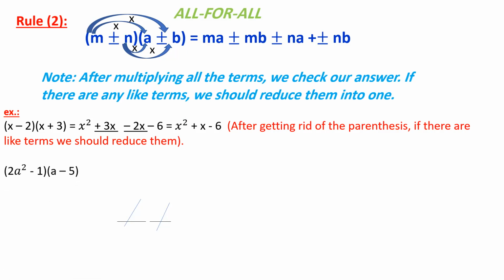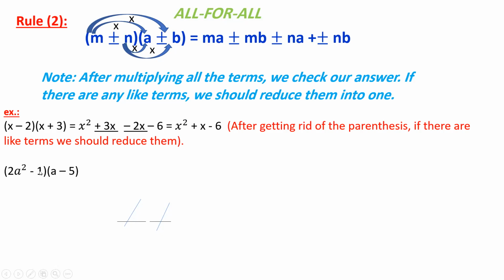The second example: this is the first binomial, 2a squared minus 1, multiplied by the second binomial, a minus 5. Whenever we see two binomials multiplied together, we apply the rule all for all. So we multiply 2a squared by a. Positive times positive is positive. 2 times 1 is 2. a squared times a is a cubed. Then we multiply 2a squared by negative 5. Positive times negative is negative. 2 times 5 is 10, and we keep a squared.